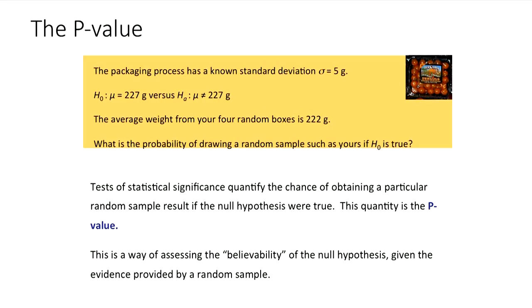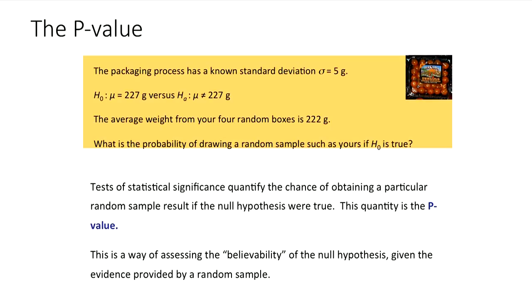In order to test the null hypothesis, we calculate what's called a p-value. And a p-value looks essentially at the probability that you could end up getting the results that you got in your sample if the null hypothesis were true. It assesses the believability of the null hypothesis given the evidence that's provided by the random sample.